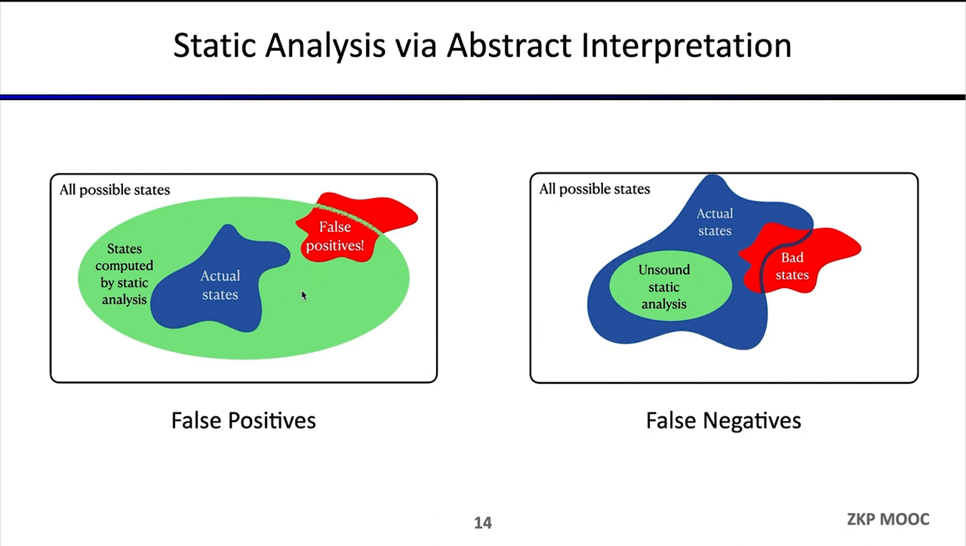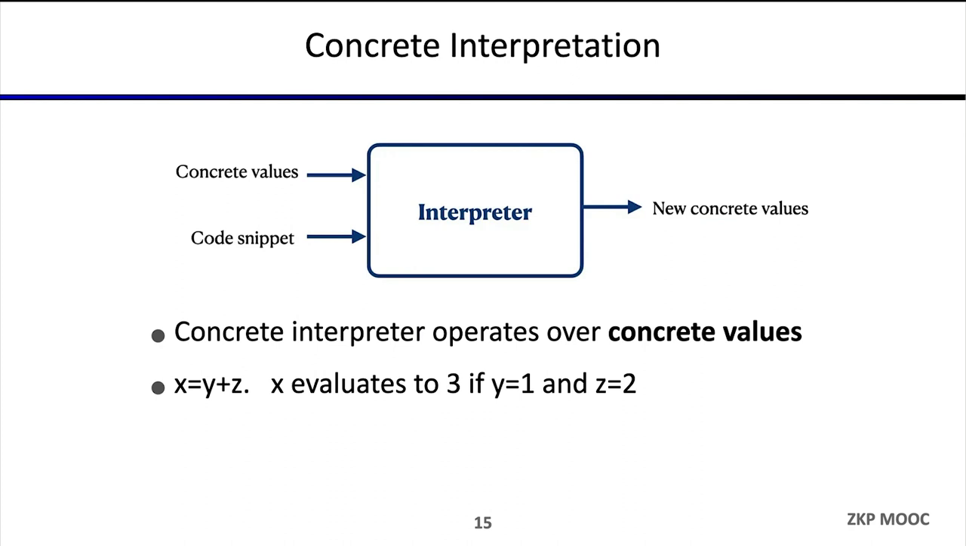abstract state. On the other hand, the over-approximation on the right-hand side is also undesirable, because the green region only covers a portion of the actual program state. This means we generate a false negative, meaning that we miss a critical bug in this case. Now we get the intuition, but how does abstract interpretation actually work?